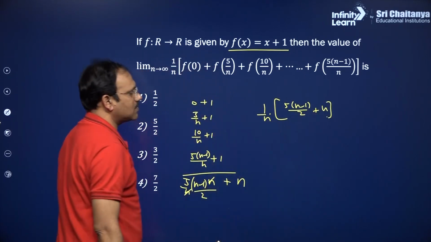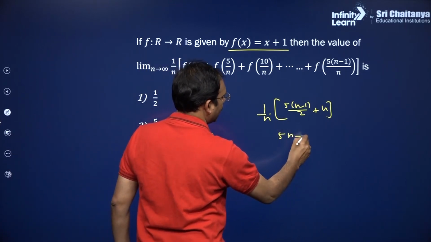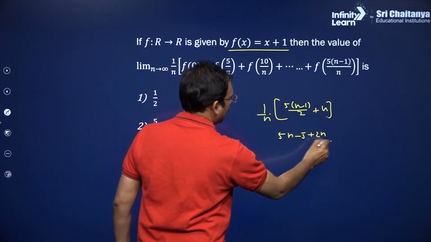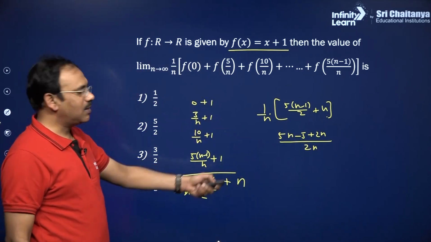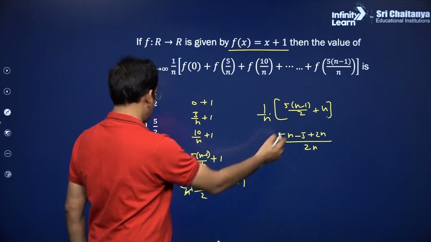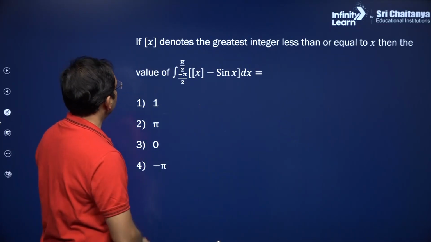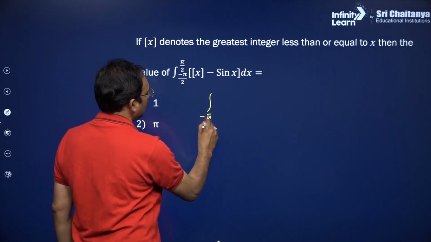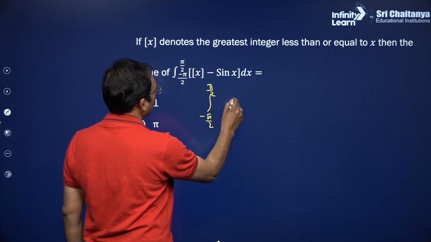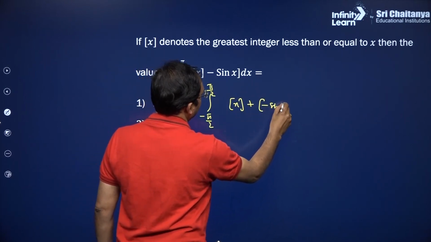So, 1 by n is there. So, polynomial by polynomial, you can write 5n minus 5 plus 2n by 2n. So, limit n tends to infinity, degrees are same, ratio of the leading coefficient 7 by 2 is the answer, that is it. Next, you see, you just take it as step x is integer. So, integral minus pi by 2 to pi by 2 you can write step x plus step of minus x minus sin x you can write.